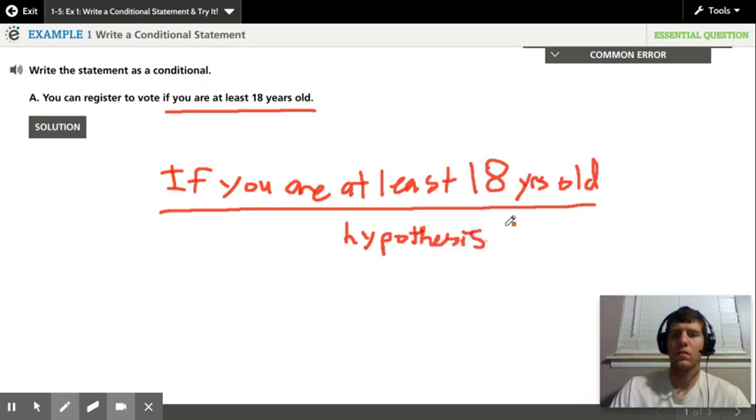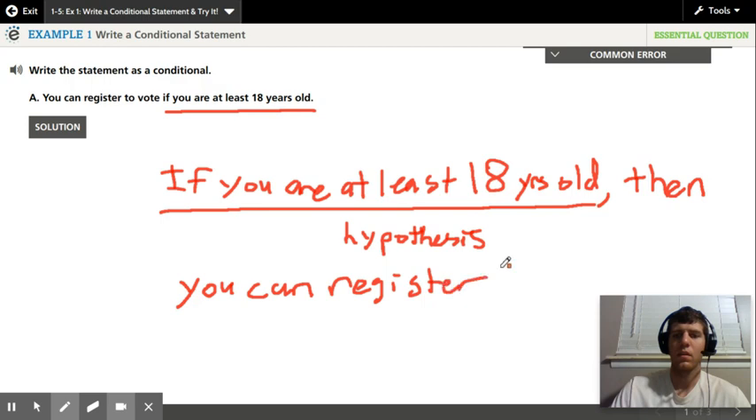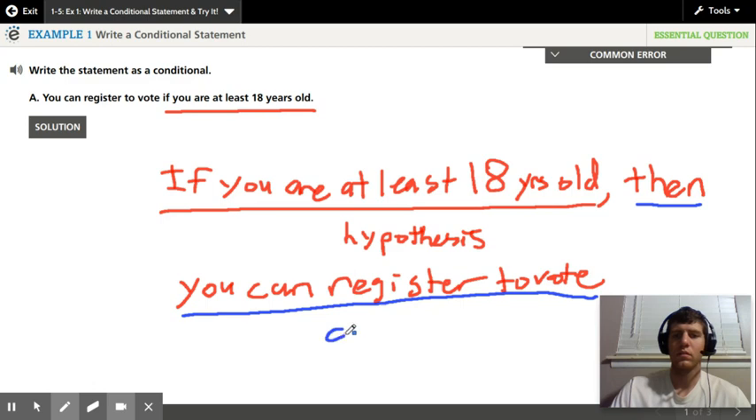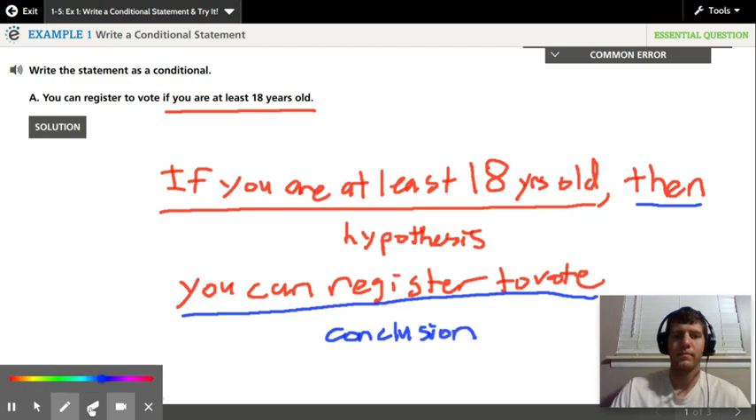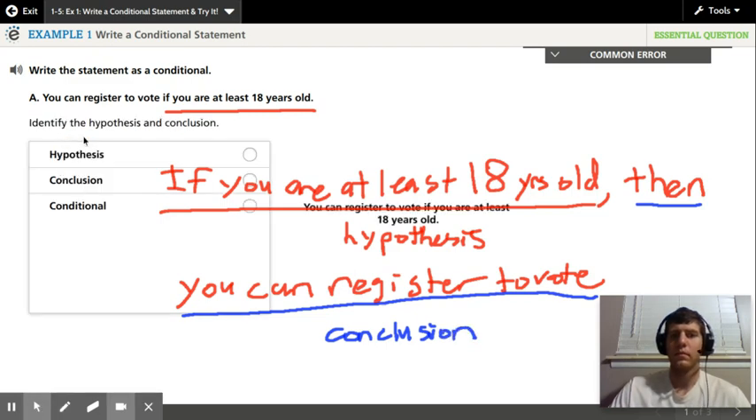Then you can register to vote. That's going to be our conclusion. So then you can register to vote is our conclusion. If we look at our solution here, the hypothesis is the if part. The conclusion is the then part. And so if we write it over again, we're going to say, if you're at least 18 years old, then you may register to vote.